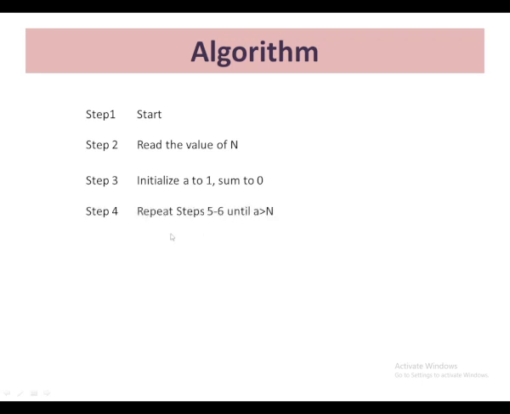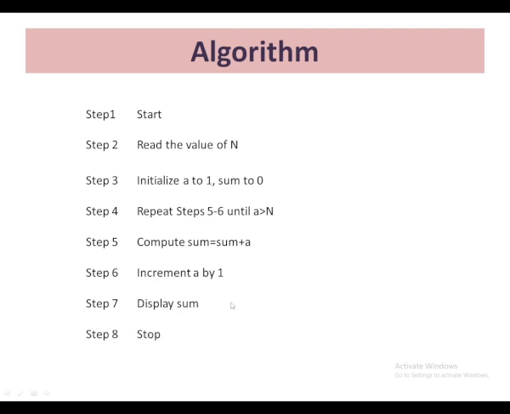Then you have to repeat something. What you are going to repeat is computing sum equal to sum plus a, and incrementing a by 1. These two steps are repeated, so I have written repeat steps 5 to 6. How long? Until a is greater than n. If it is greater than n, it will come to step 7 and display the sum, and then you need to stop. So this is the algorithm.